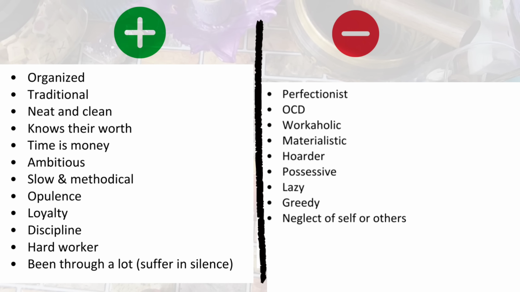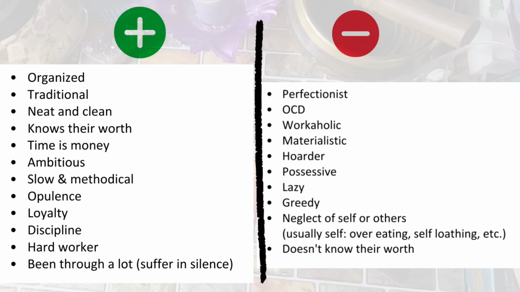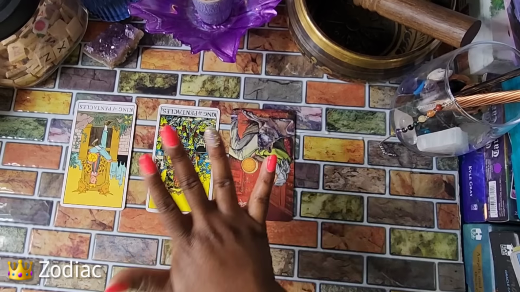They could be lazy, greedy, and neglectful. So this could be neglecting of themselves. They can neglect themselves and just be very bummy looking, or overeating and self-loathing, things like that. Or they could be neglecting others, but there's some form of neglect here, and they don't know their worth. They just give everything away. Picture Santa, just giving everything away and keeping nothing for himself. That is what I get from my Capricorn, Taurus, and Virgo.